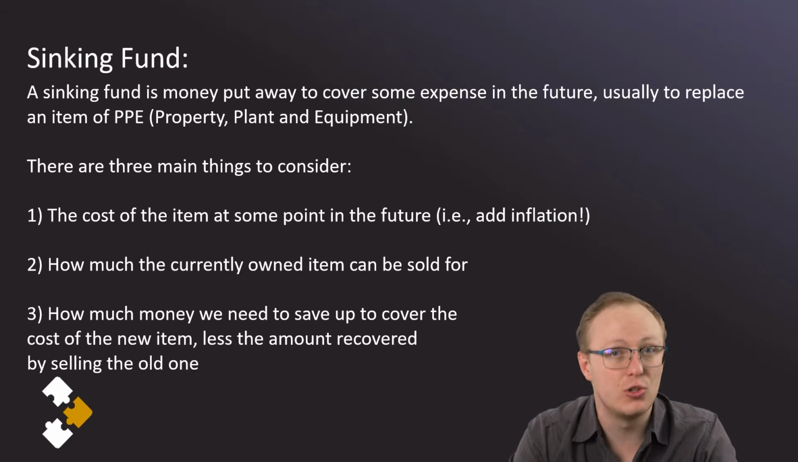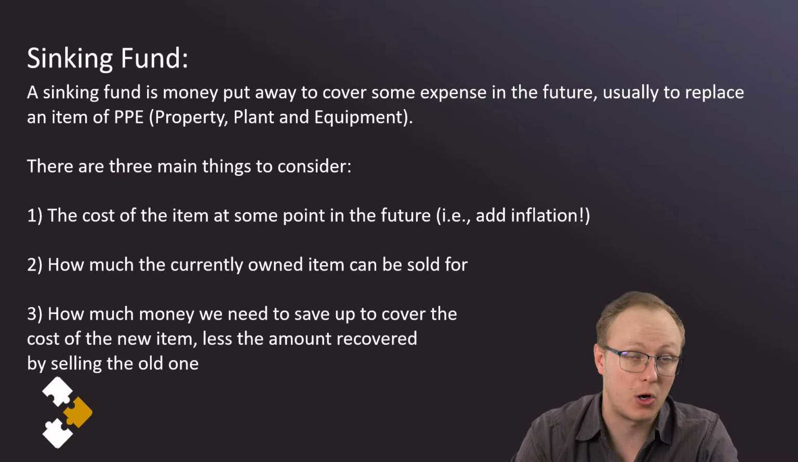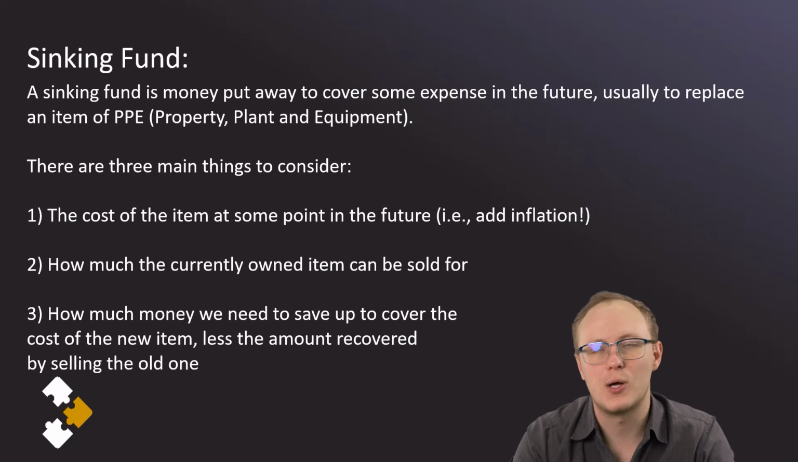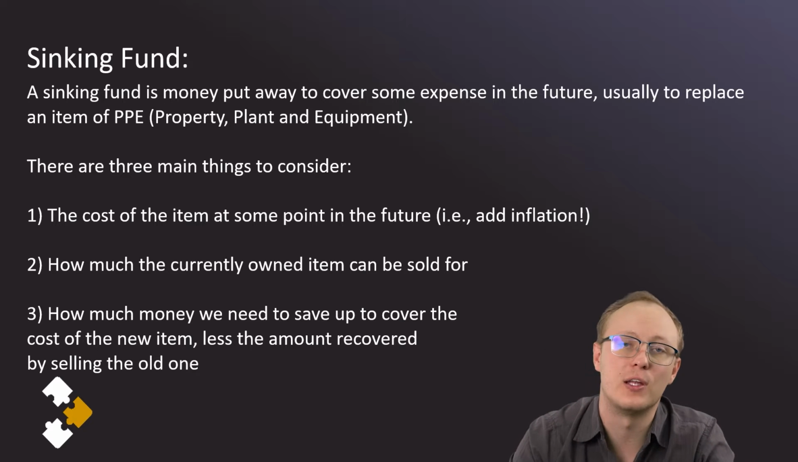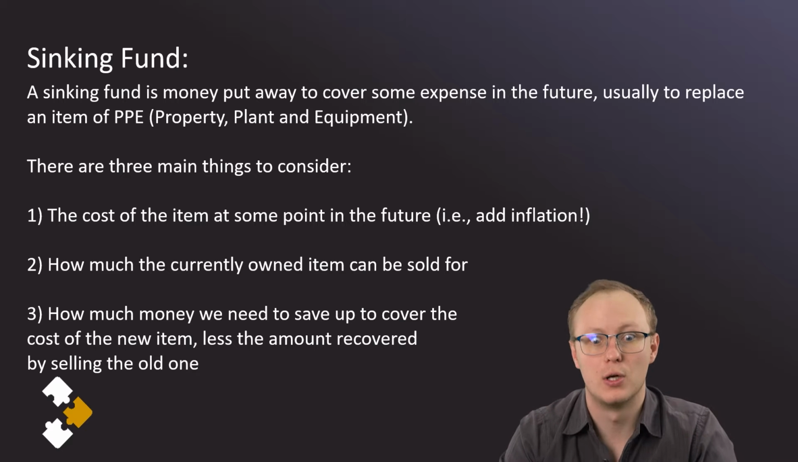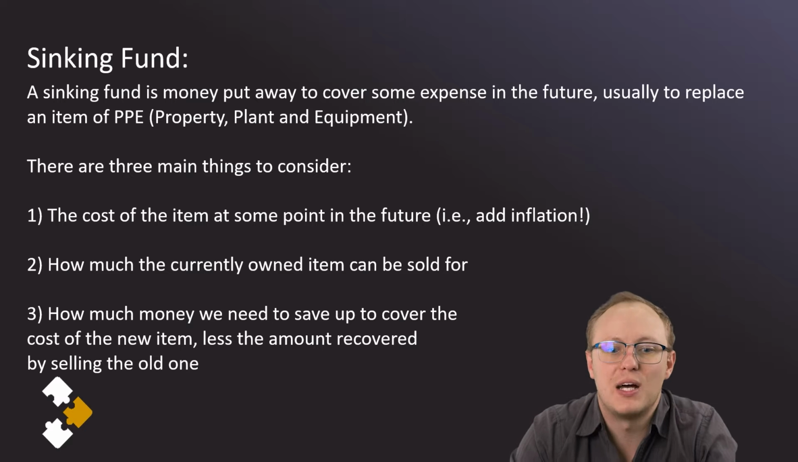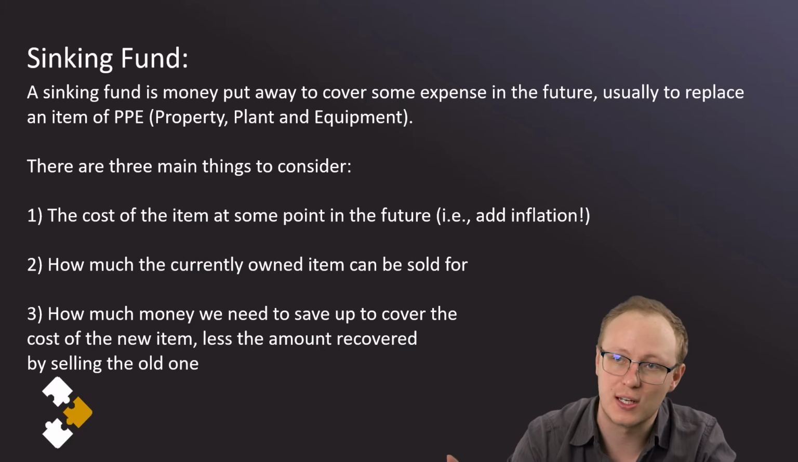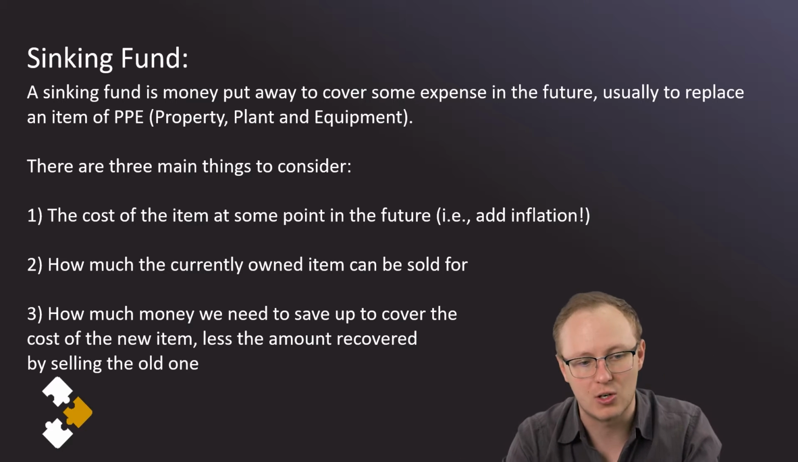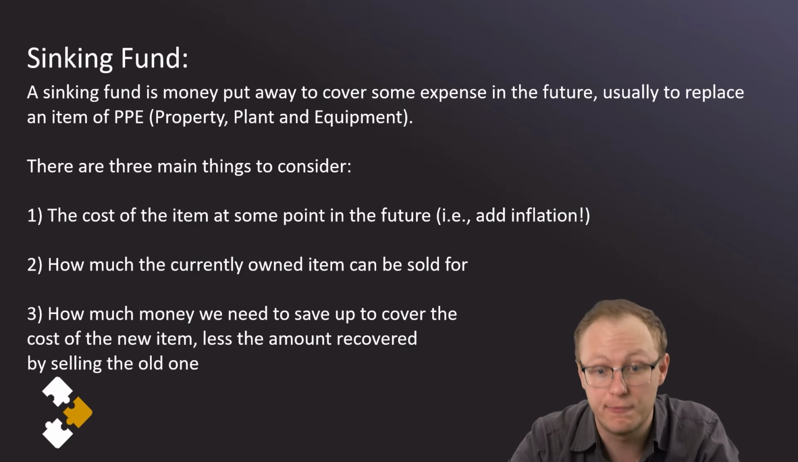Secondly, usually we own an item that we can sell in order to recoup some of the cost, right? So we've got to figure out, well, how much can we sell this thing for in the future, because we can use some of that money to buy the new bit of equipment. And then next up, how much money do we need to save in order to cover the difference between what this is going to cost and what we can sell what we have for.